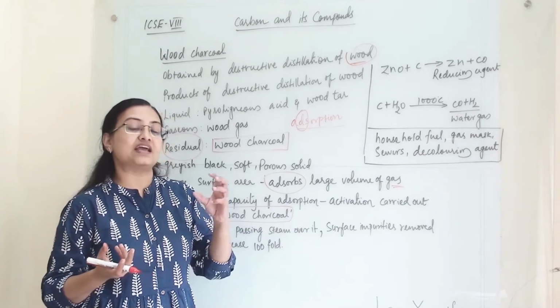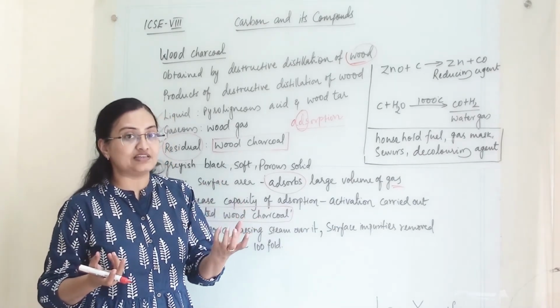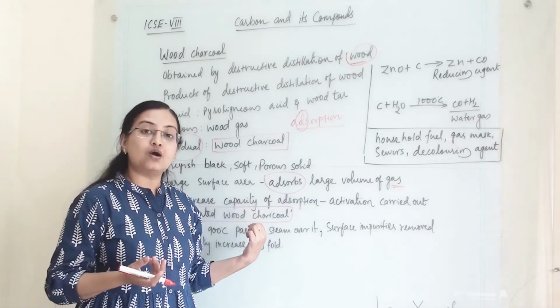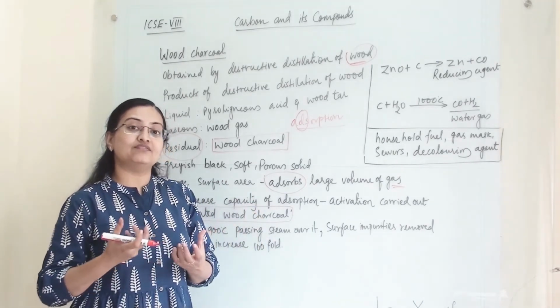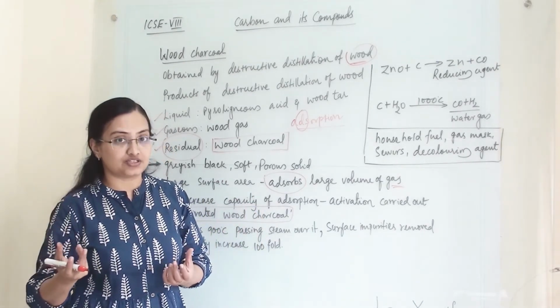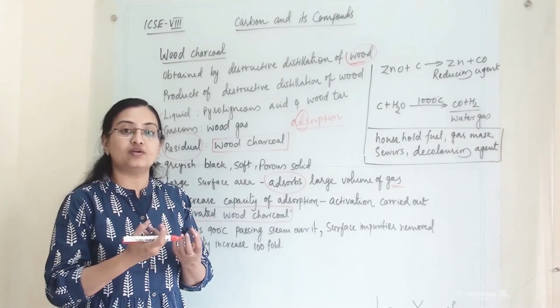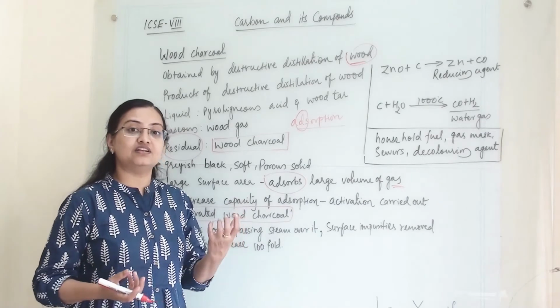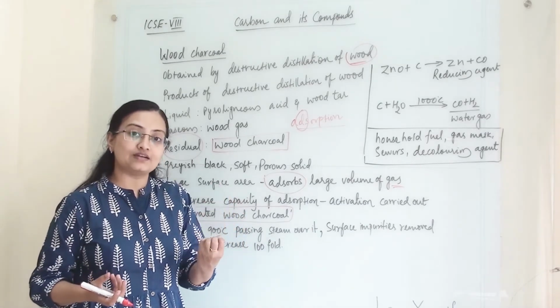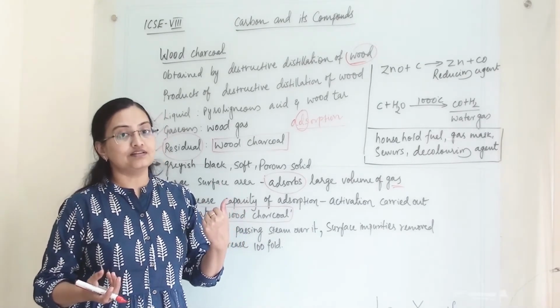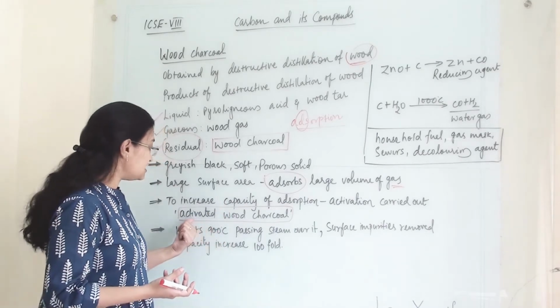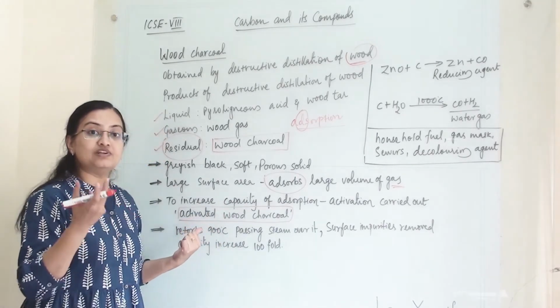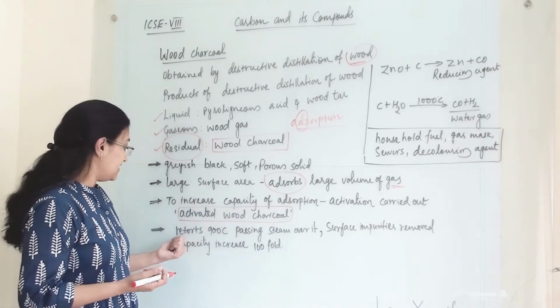That means if the gas is there or any foul smell is there. Generally in household use, we keep activated charcoal in the refrigerator so that if any foul smell or stale food smell is there, this activated charcoal will absorb that and that smell will get removed. So this activated charcoal will absorb that smell.